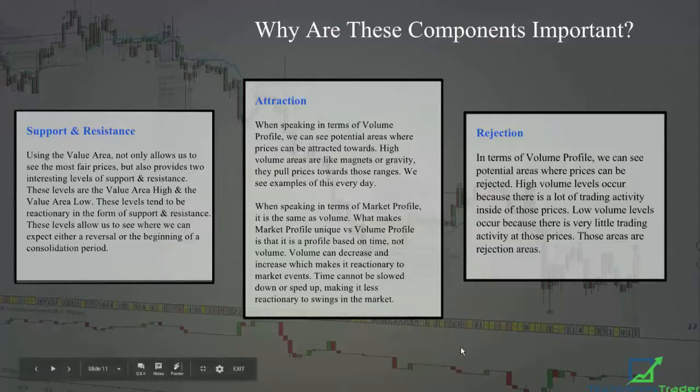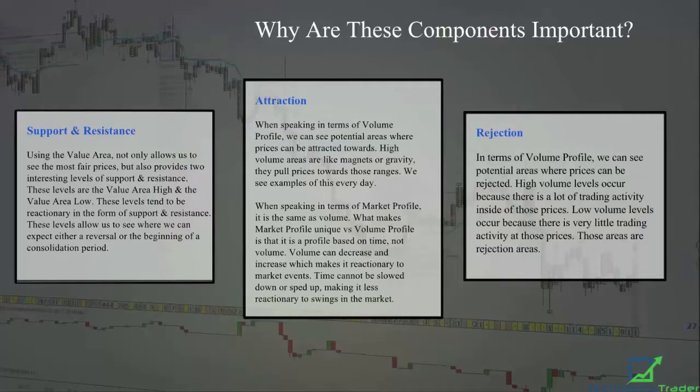Usually when we see prices go into low volume areas, we'll see one of two things. We'll either see resistance or support, or we skip right through that area into the next high volume node or high volume area. Let's have a look at these components through an example.